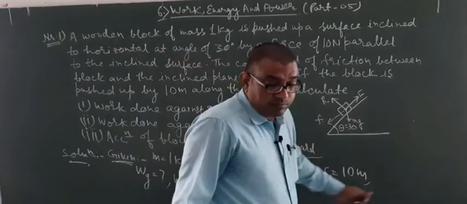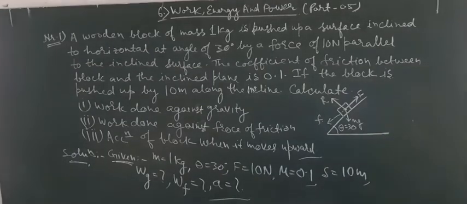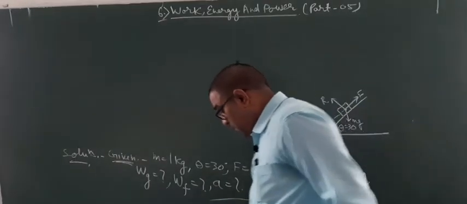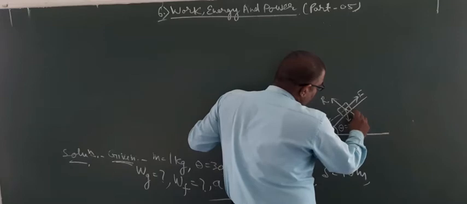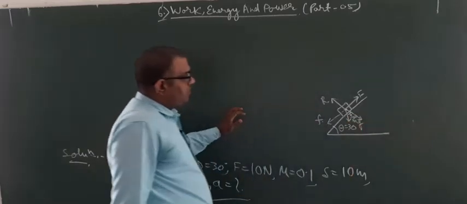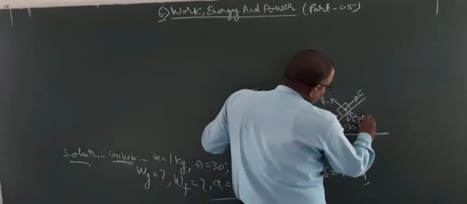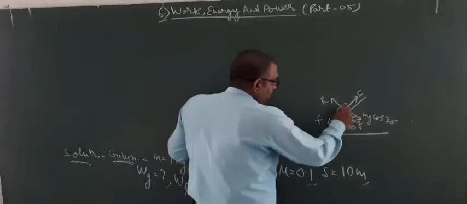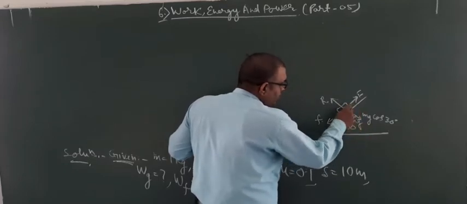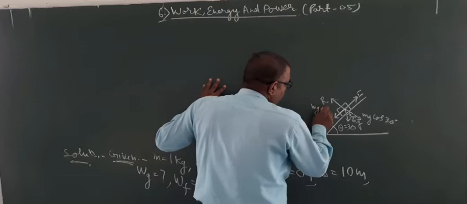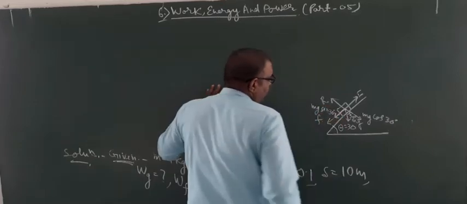So dear students, first of all we will resolve and draw the free body diagram. This angle is theta, so this angle is also equal to 30 degree. The component of mg perpendicular to the incline, downward, is mg cos 30 degree, and the component of mg along the incline in this direction is mg sin 30 degree.